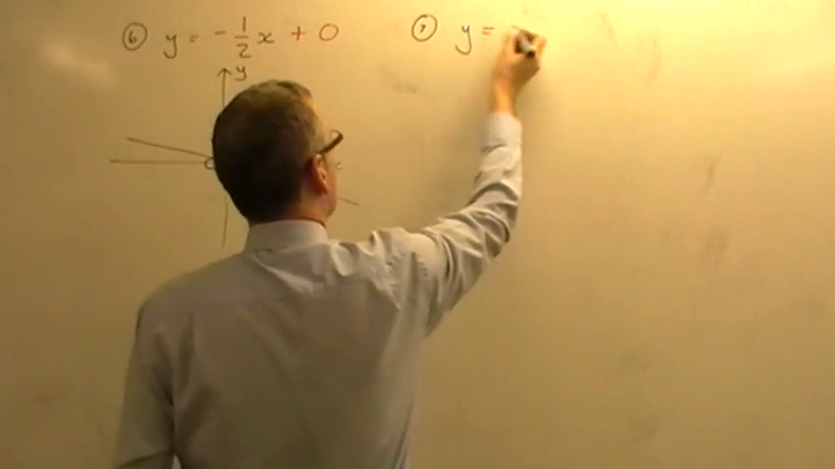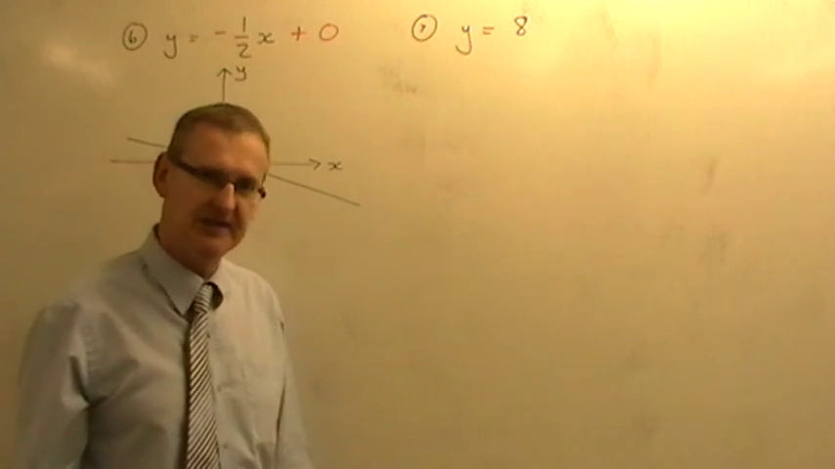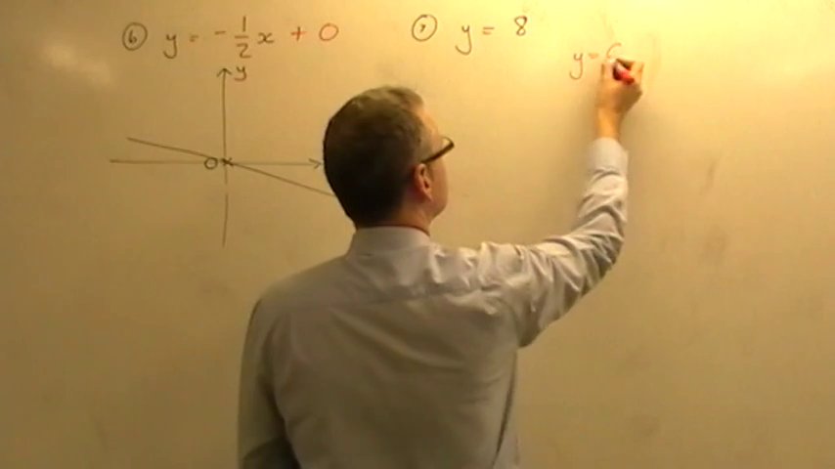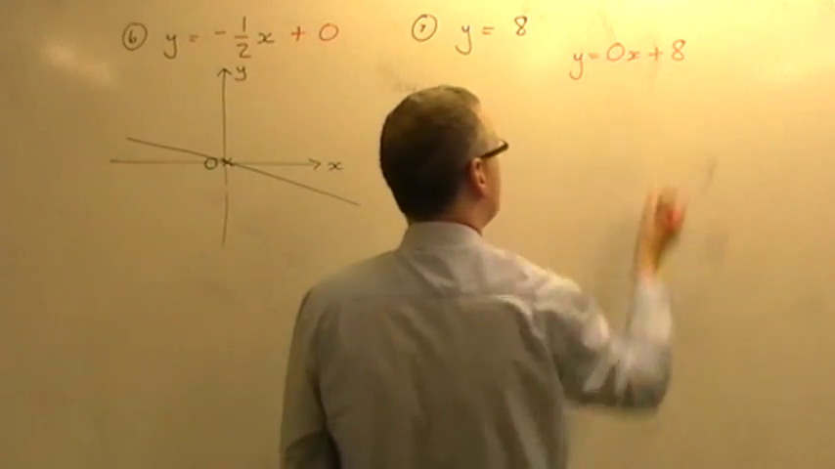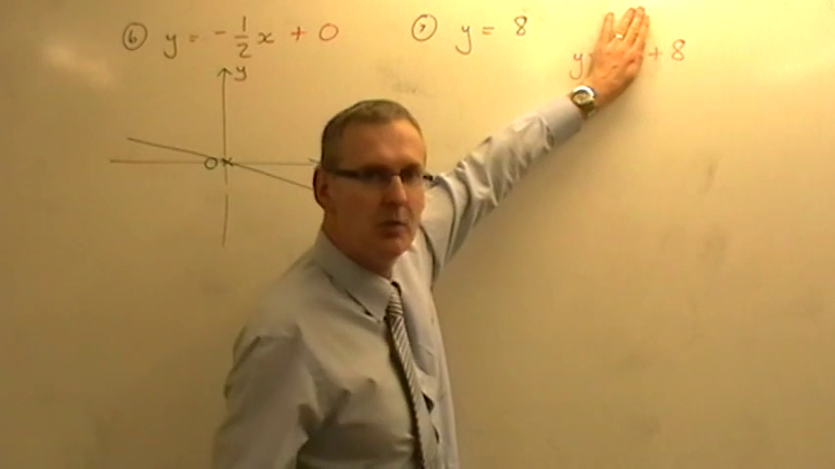Sometimes you might have something like y equals 8. Now that one there, we've talked about this in the past as well, but just to remind you, that is the same as having y equals no x's plus 8 on the end. Because you've got no x's, you don't need to put them in. So you can just say y equals 8.